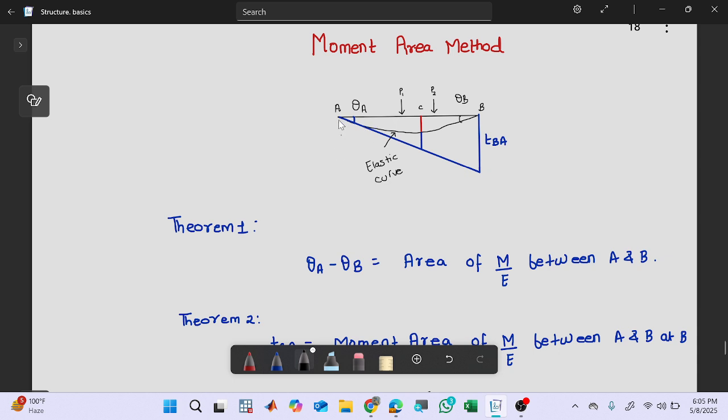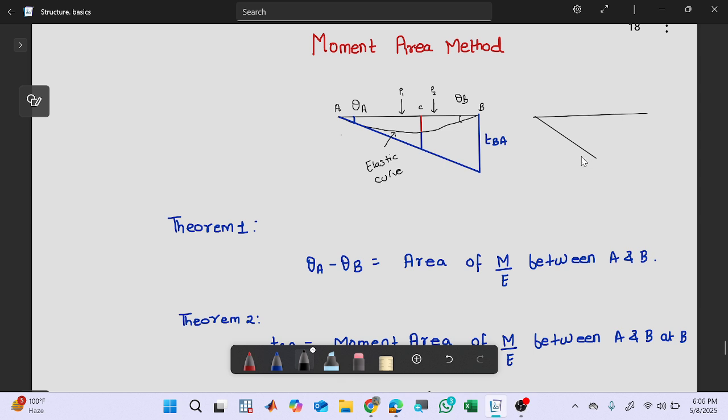So let us say at point A, it is making a slope of theta A, and at point B, it is making a slope of theta B. Now, according to theorem 1 in the moment area method, the difference between the slopes at points A and B, that is theta A minus theta B, equals the area of the M by EI diagram between A and B. So if that was the problem, then we will be drawing the moment diagram.